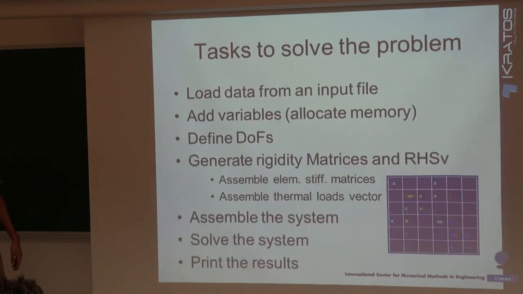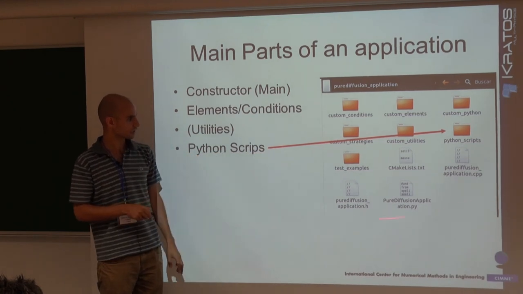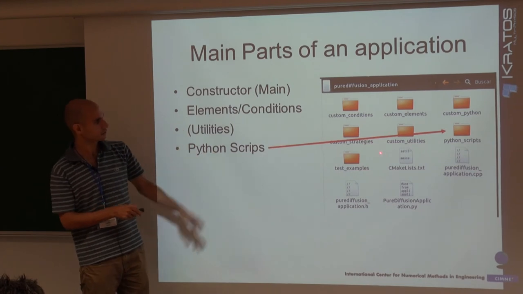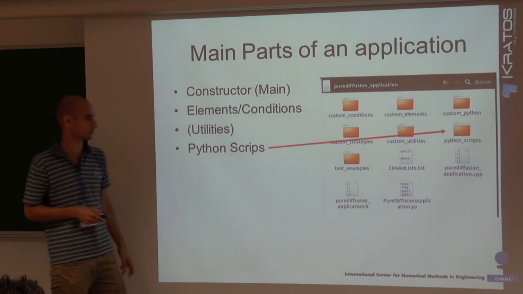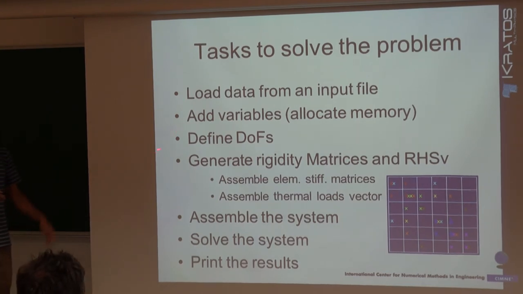It's interesting to notice that if you want to create a new application and you don't want to do any programming, you could also do it. You could just create a new application that does nothing but only contain Python scripts. It would be possible also. So what are the tasks that we have to do to solve our problem? Well, we have to get the data from the input file in the way Puyan showed you before. We have to add the variables, define the degrees of freedom, generate the stiffness matrices, and assemble them, and finally solve the system and print the results.